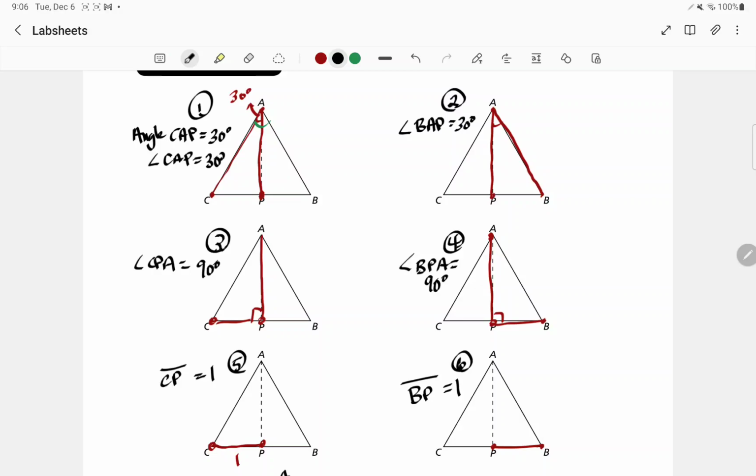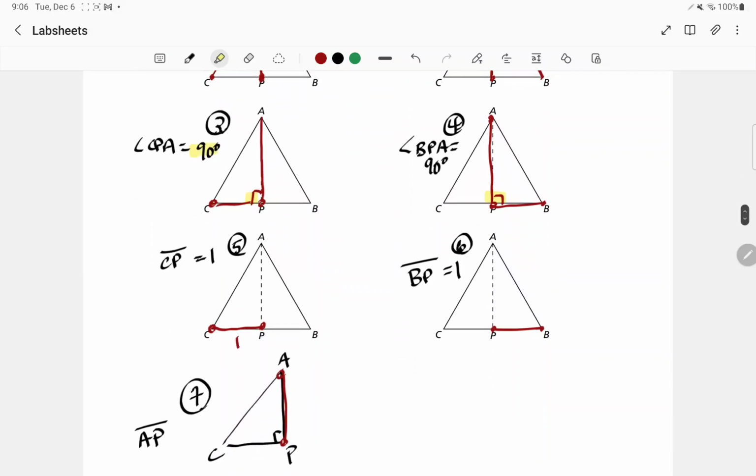On number 1, we got that as 30 degrees. Make sure you're labeling just like this in your notes or on this lab sheet. Number 2, they want BAP, so that's angle A up here. And angle A, that also is 30 degrees. And then CPA, this is 90 degrees. And the next one is 90 degrees.